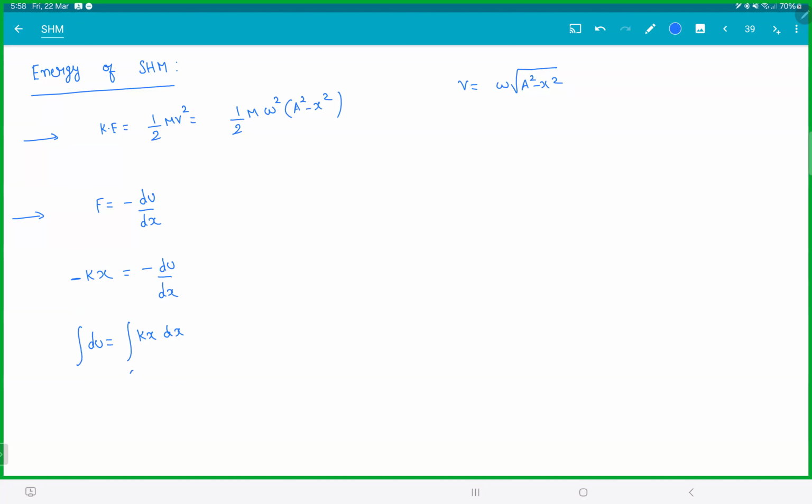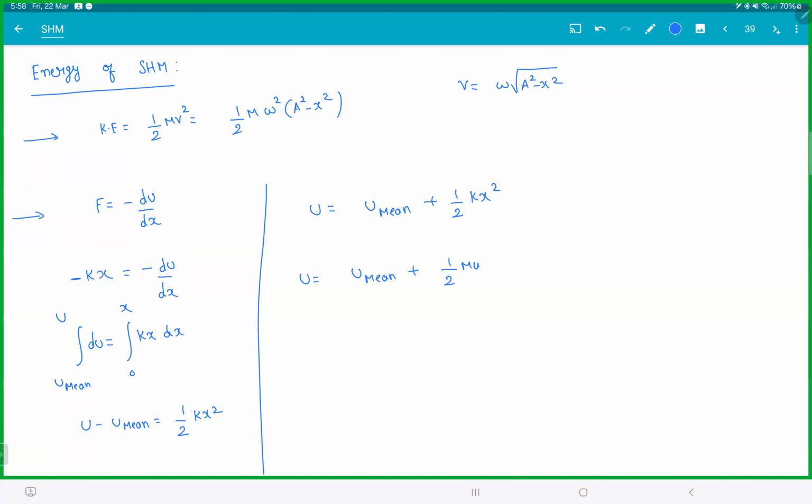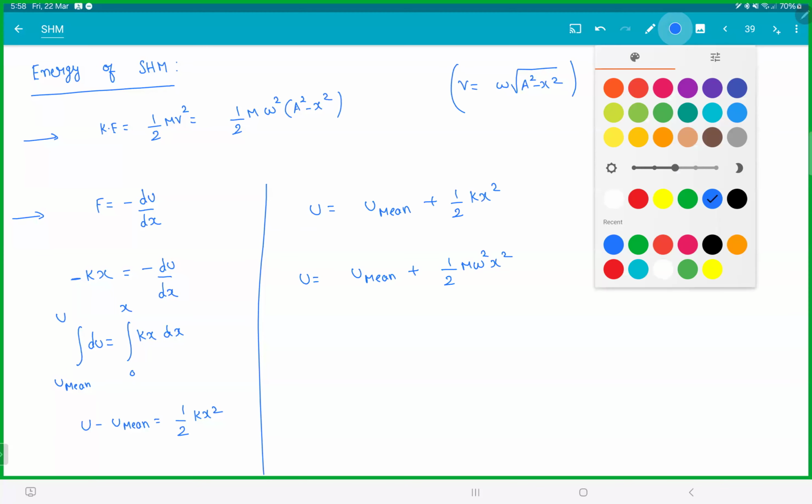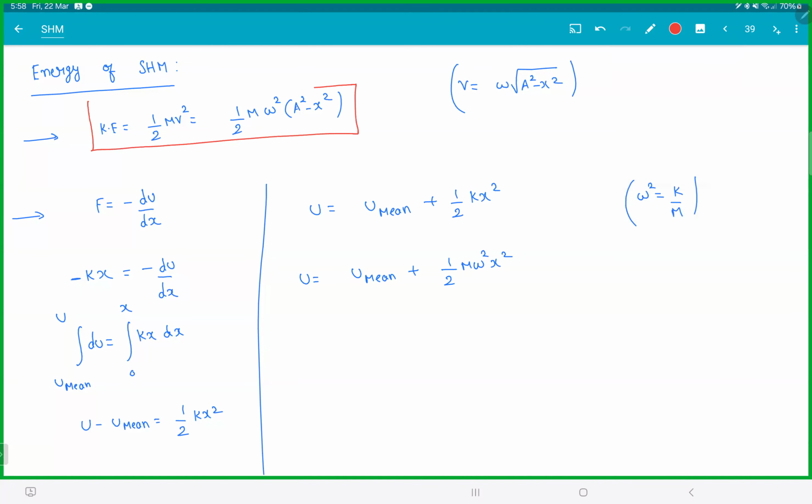Integrate on both sides. When x is 0, potential energy is u mean. This is u and this is x. You get u minus u mean is equal to half kx square. So we get potential energy u is equal to u mean plus half kx square, or u mean plus half m omega square x square. How do we get that? We know omega square is equal to k by m. These are the main results.